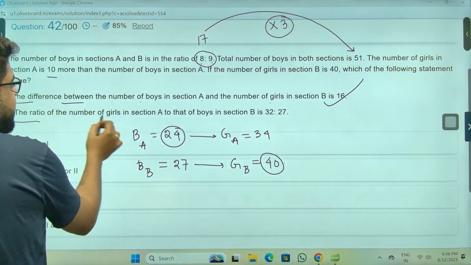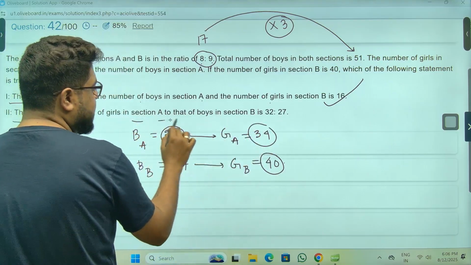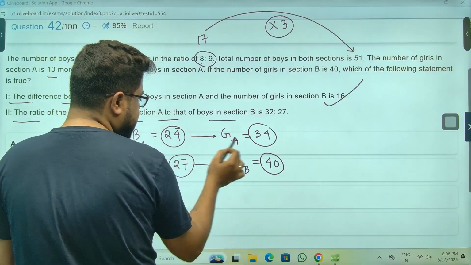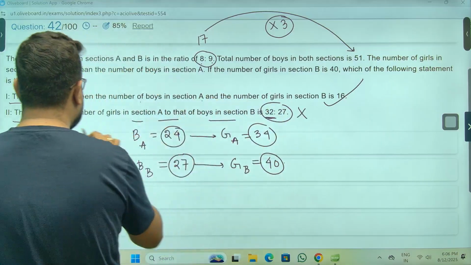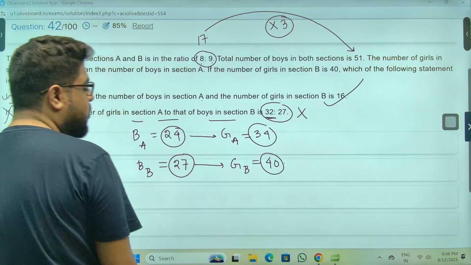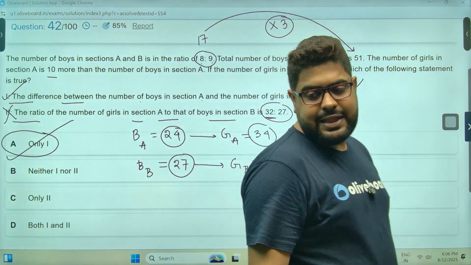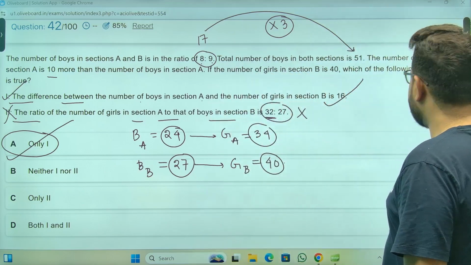Second statement, ratio of number of girls in section A, the 34, to that of the boys in B. So 34 ratio 27. So this is incorrect, sir. This is 32. So this is not correct. This is correct. Only option 1 is correct, or only statement 1 is correct. That is your option number A. Sir, very simple question.